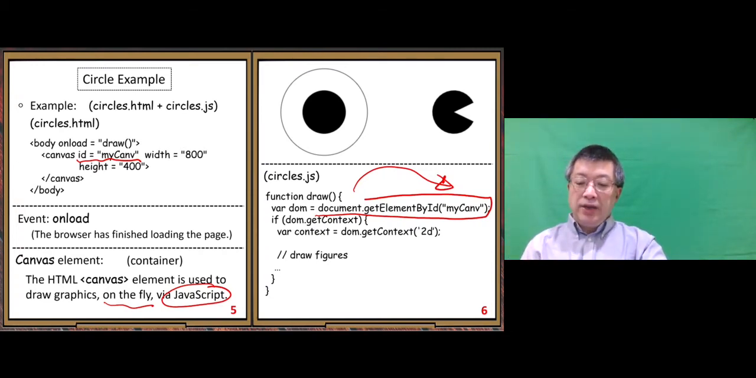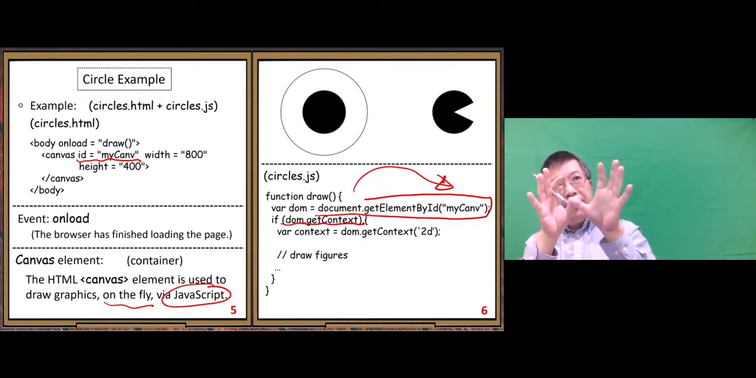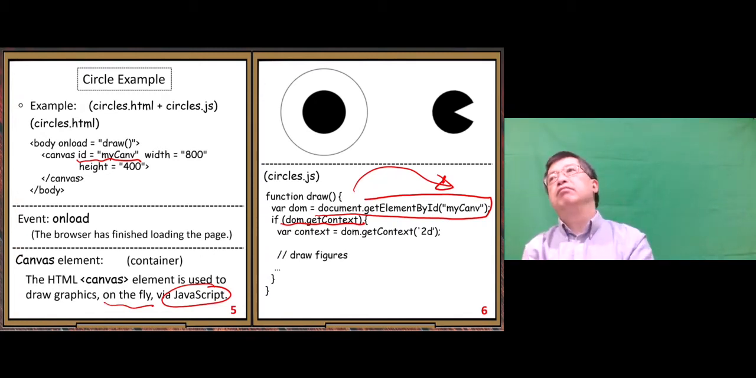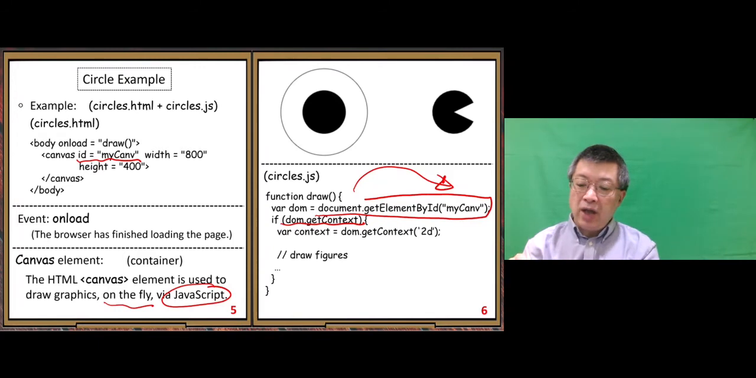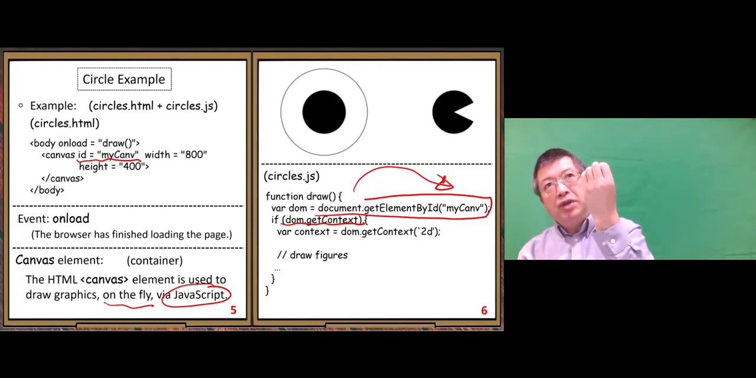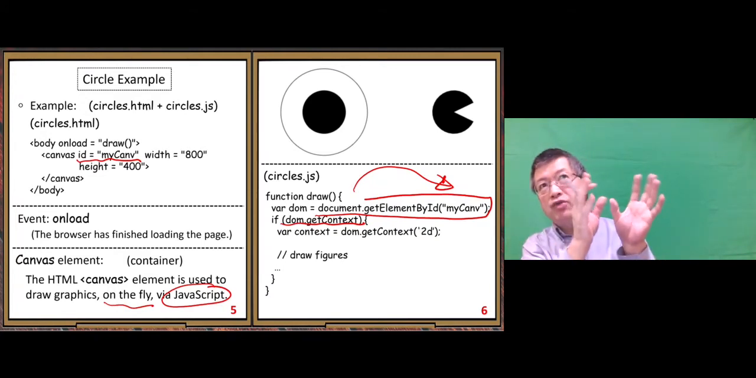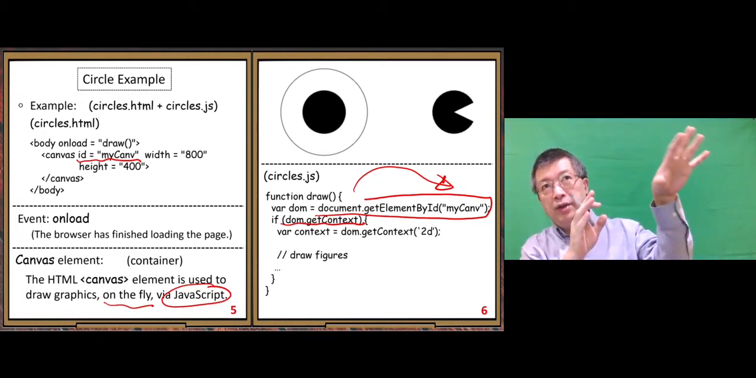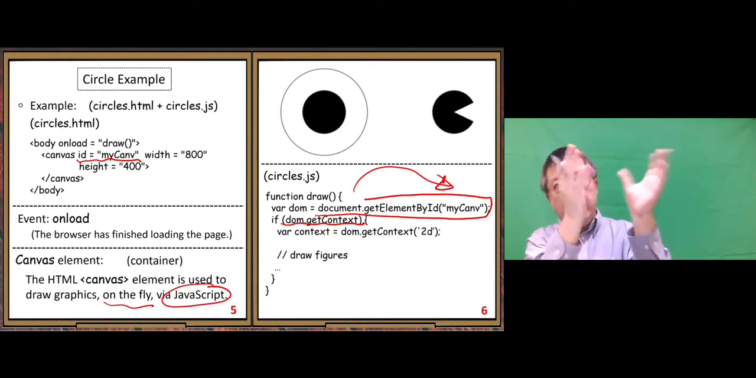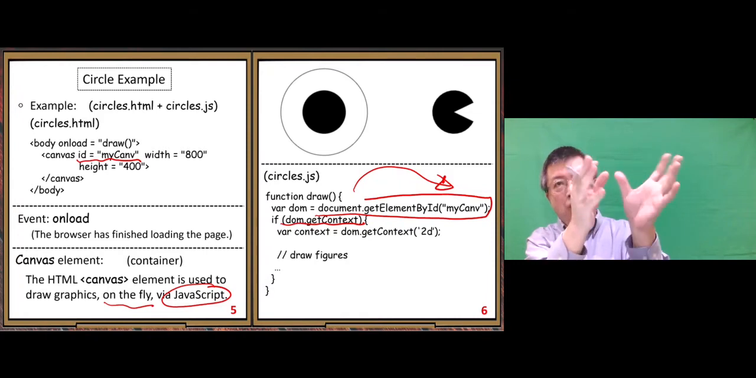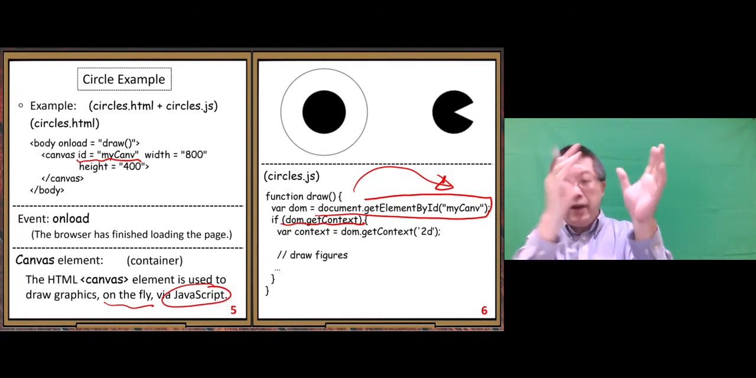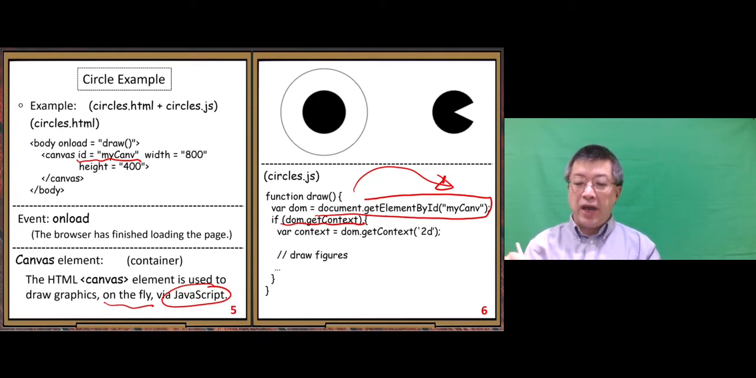All right. Next, we check. We want to make sure this object is ready for drawing. So here, DOM.getContext: look at whether its context object is empty or not. If the context object is null, nothing, you cannot draw. If the context object is ready, the browser has prepared that object for us to draw figures and graphics, then it is true. So we get into the if statement.